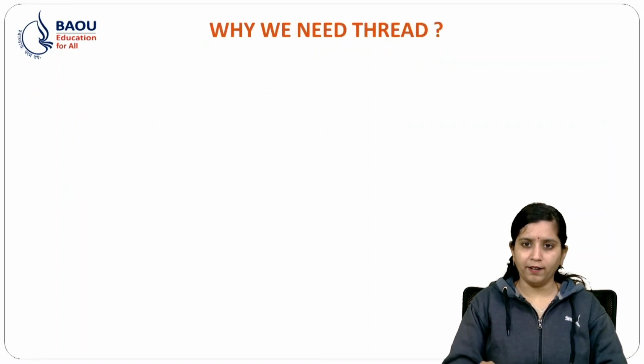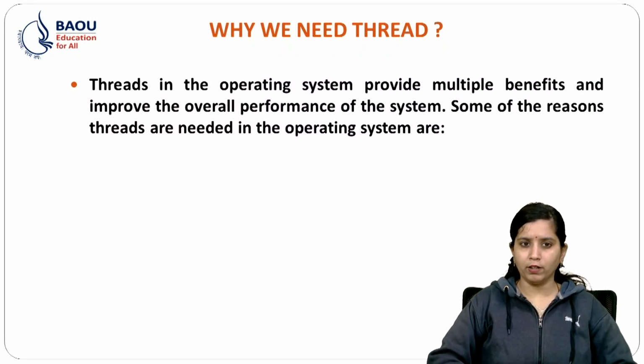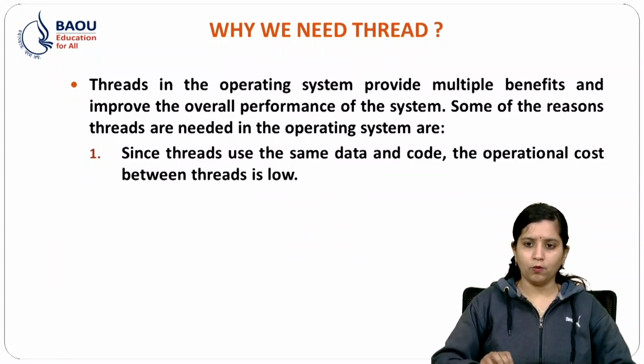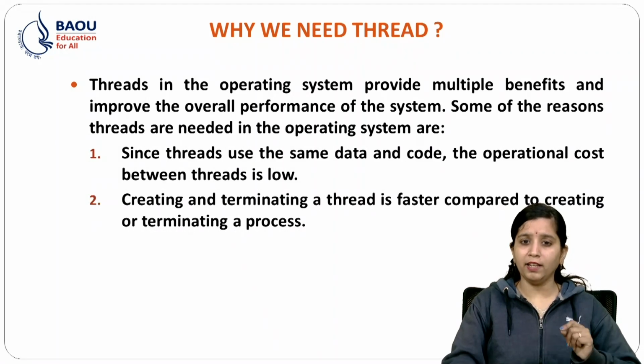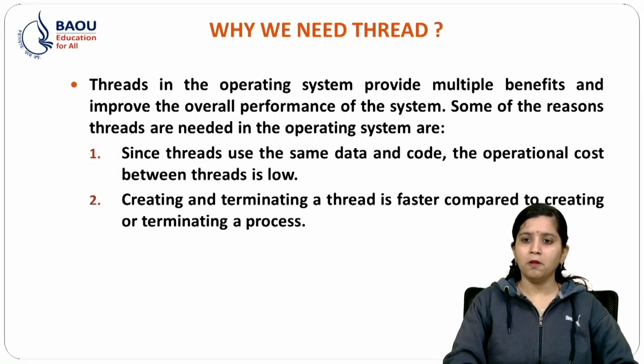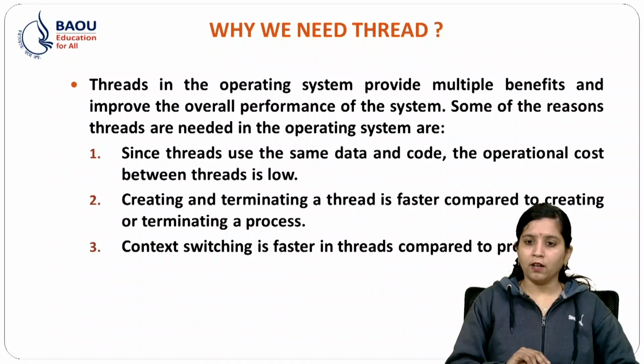So why we need thread? Threads in the operating system provide multiple benefits and improve the overall performance of the system. Some of the reasons threads are needed in the operating system are: first, since the threads use the same data and code, the operational cost between the threads is low. Second, creating and terminating a thread is faster compared to creating or terminating a process. Context switching is faster in thread compared to process.